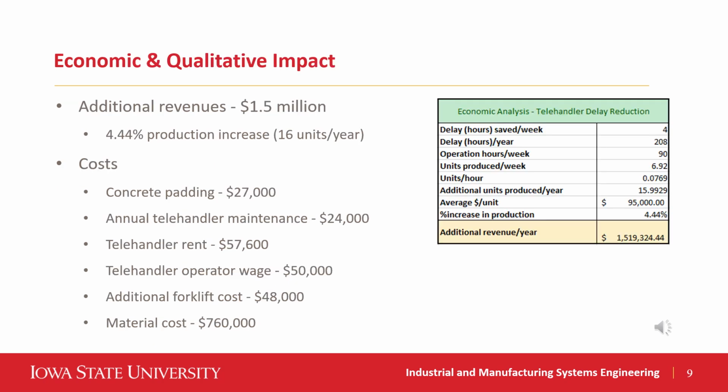Based on our proposed solutions, we expect to decrease production delay by 50%. This translates into a 4.5% increase in production, or 16 additional units per year, which would provide $1.5 million in additional revenues. The costs associated with the project are listed below.